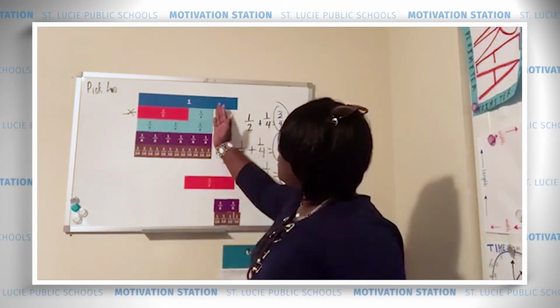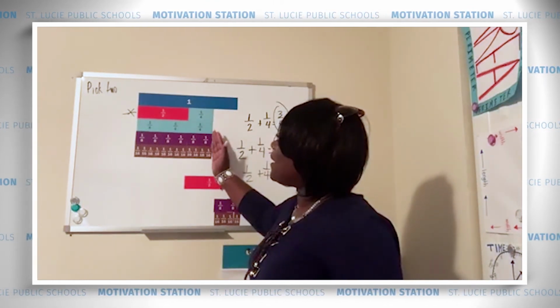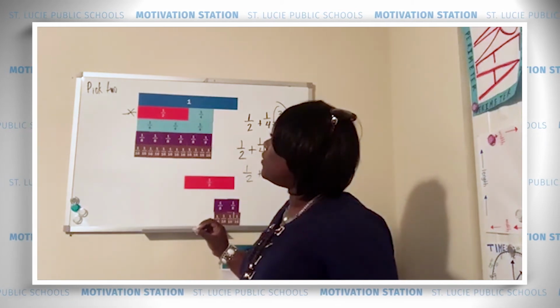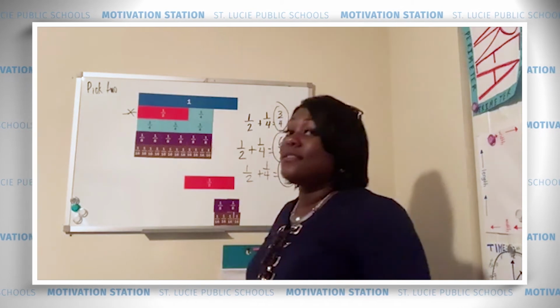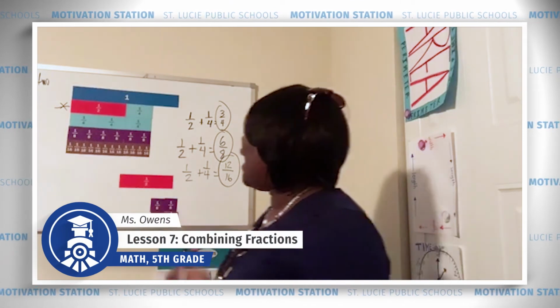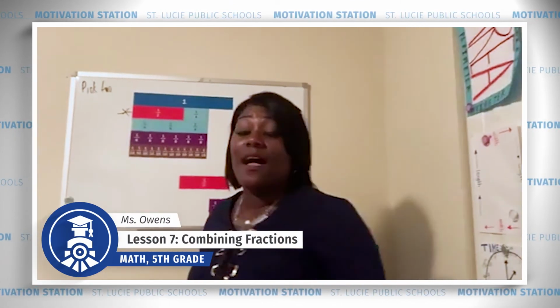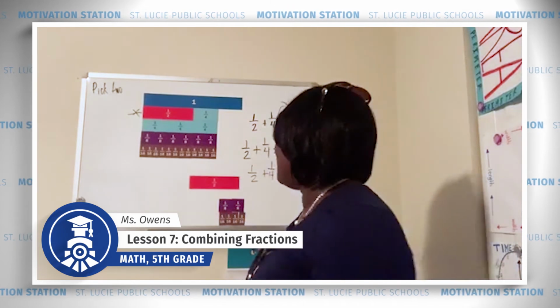Use your fraction strips to help explain how you know the 3/4 and the 6/8 and the 12/16 are all equivalent to each other. Because they have the same length and size and they take up the same amount of space.